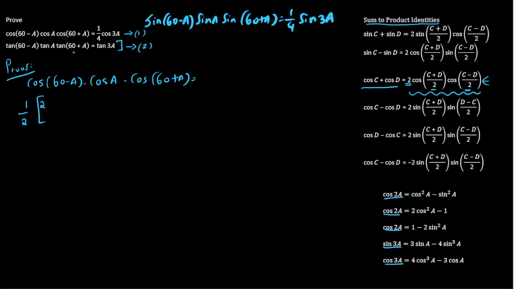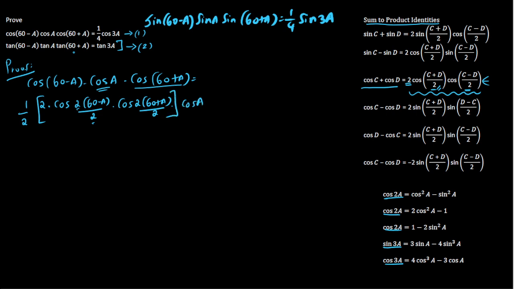2 multiplied by cos. We need a 2 in the denominator to make it look like (C plus D) by 2, right? So let's multiply by 2, (60 minus A) by 2. So you are multiplying and dividing by 2, so it doesn't change the value. Multiplied by, let's bring the cos(60 plus A) ahead. So let's do cos again, with 2 being multiplied in the denominator and numerator. And then let's bring up this cos A.